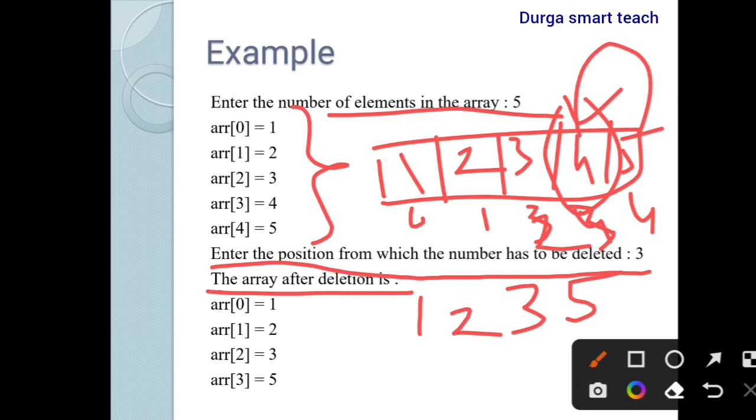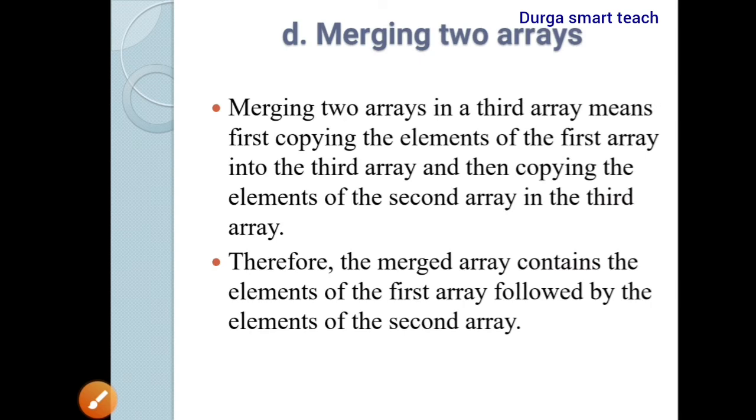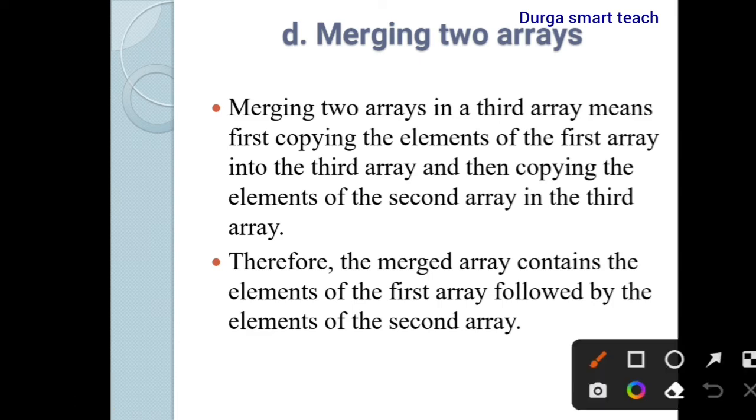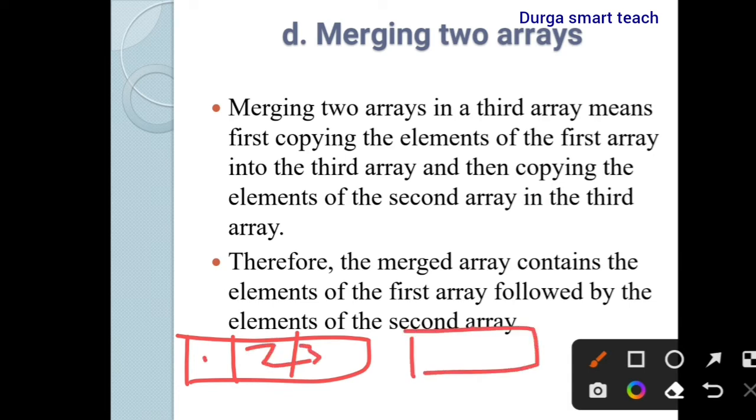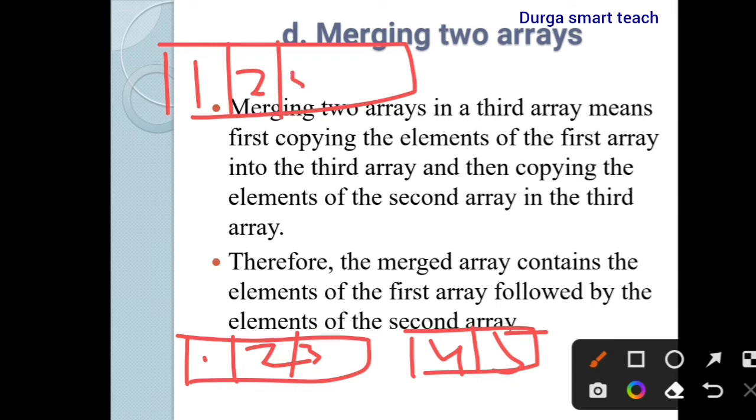So that's why we need to shift the elements in the forward direction. Okay, the next operation is merging two arrays. Merging means combining two arrays. Here the first array contains 1 2 3 elements and the second array contains 4 5 elements. You need to combine these arrays into one array, so that is 1 2 3 4 and 5, like this.